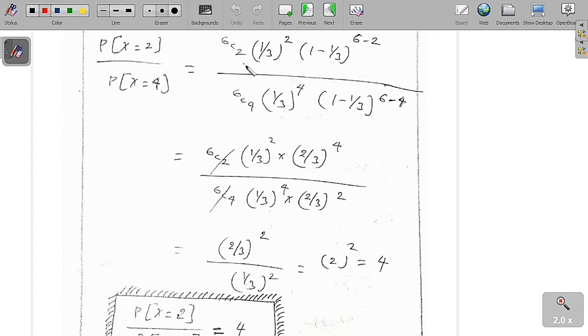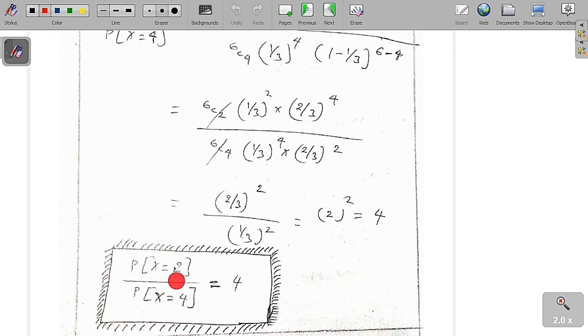So 6C2 is equal to 6C4, so they are going to get canceled, and if you solve these two equations, finally we are going to get 4. Therefore, the probability of X equal to 2 by the probability of X equal to 4 gives 4, which is the correct solution of this question.